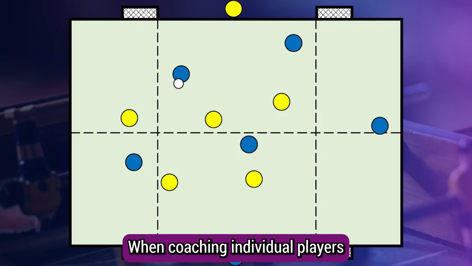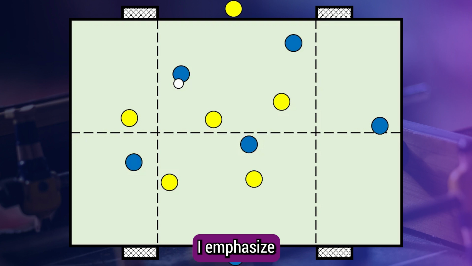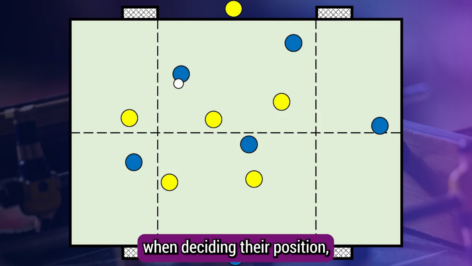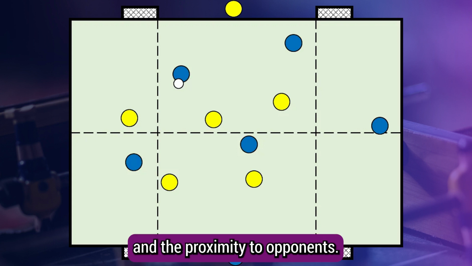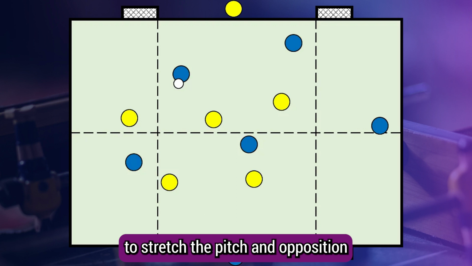When coaching individual players in possession, I emphasize they have multiple factors to consider when deciding their position, as well as the immediate concerns of the ball location and their proximity to opponents. Their position should also help to stretch the pitch and opposition when possible.